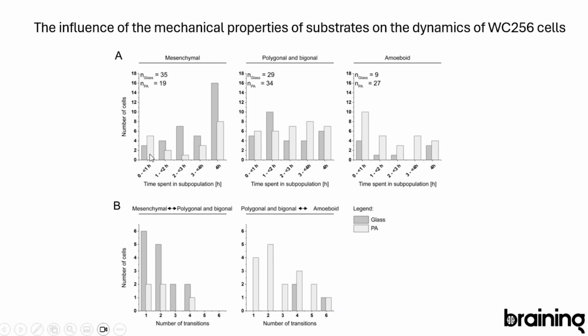So we can see that there are very few cells which stay in the mesenchymal state for 1 hour or 2-3 hours; most stay very, very stable in the state of the mesenchymal. The same with polygonal and amoeboidal. And when we use the elastic substrate with a 40 kilopascal Young modulus, we see that those lifetimes change. So the substrate influences the cell morphology and the time they stay in certain conditions.